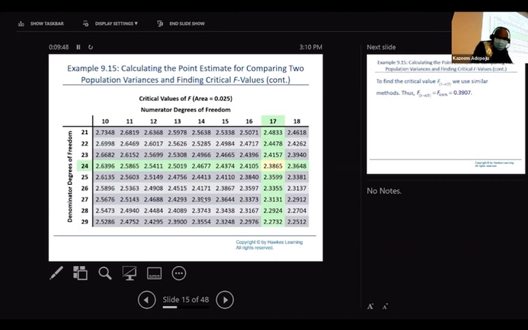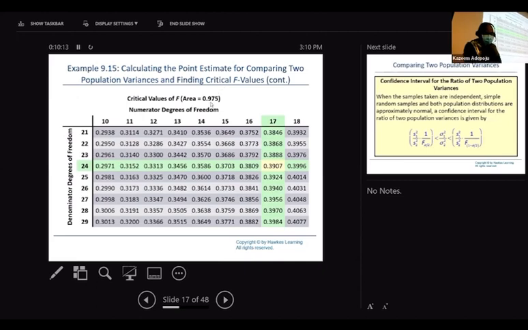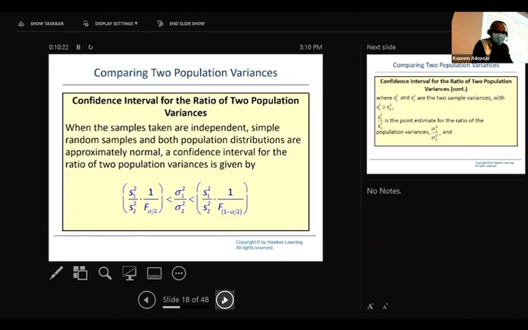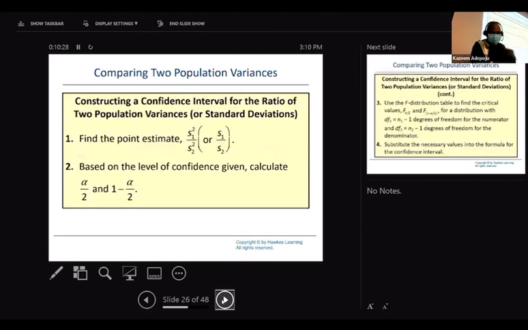Then I will go to another table, because we have different F tables where you have the area. The area here is 0.025. There's another one, 0.975. So I'm going to check for that one too, and we're going to get the result. For 0.975, look at the area. When I check for 17 and 24 under that, it gives me 0.3907. All I need to do is go to the formula and plug them in. When you plug them in, then you have your result.